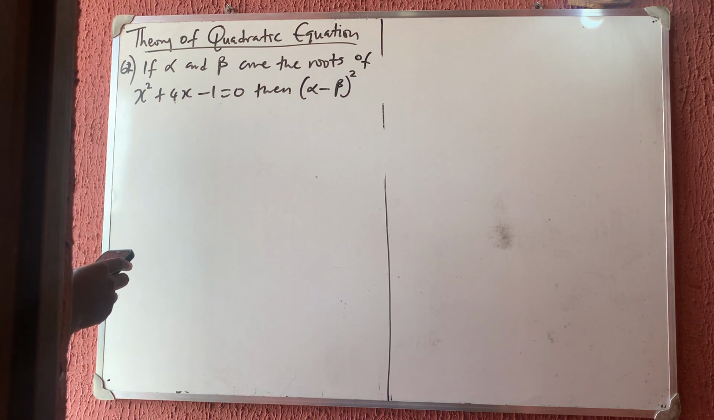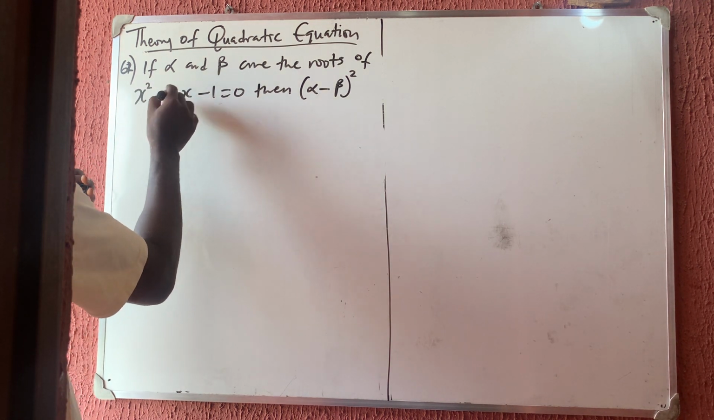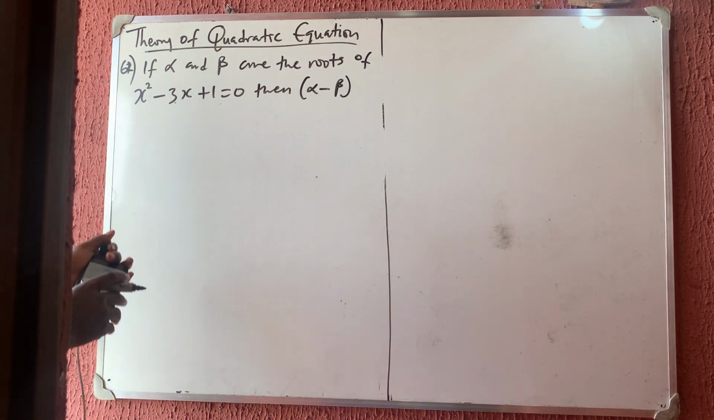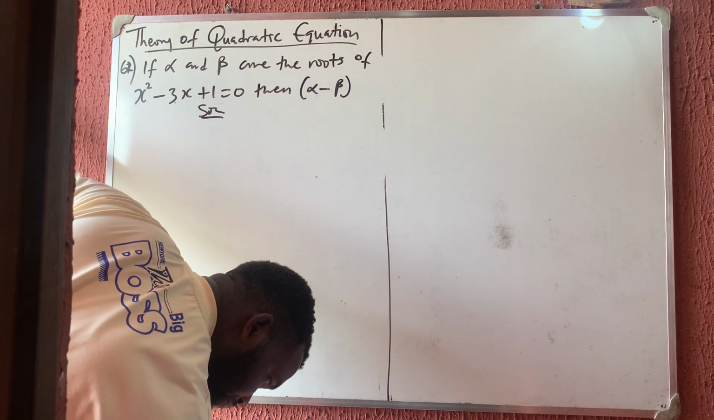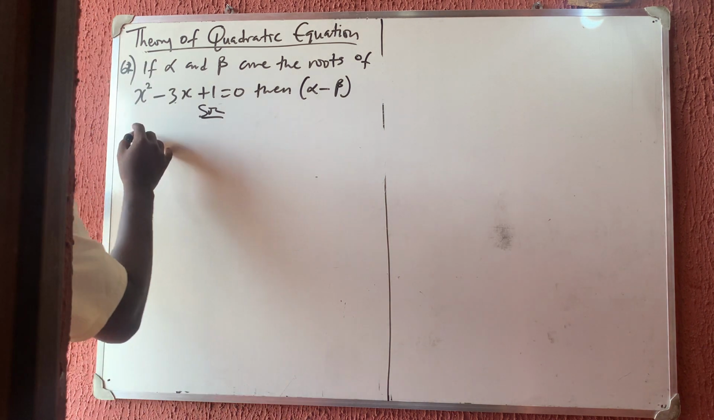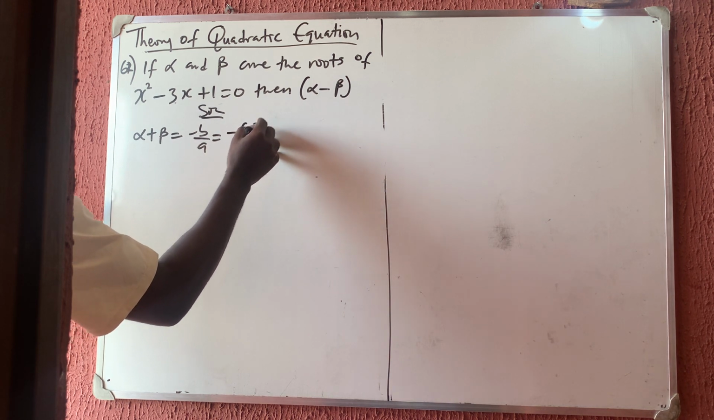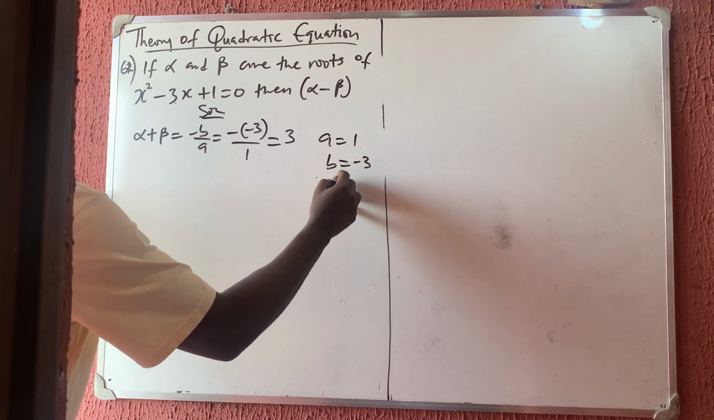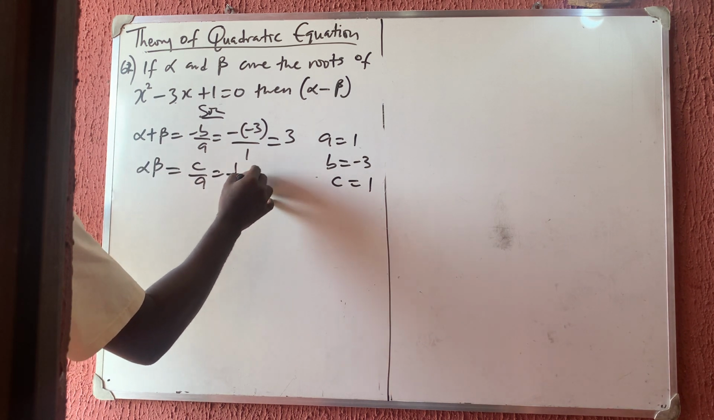Question number 62 said if alpha and beta are the roots of x squared minus 3x plus 1 equal to 0, then we should find just alpha minus beta. The same process, the same procedure. Solution: the first thing you need to find is alpha plus beta, which is minus b over a, which is minus into minus 3, then over 1, which is 3. Because my a is 1, my b is minus 3, and my c is 1. So alpha beta is equal to c over a, which is 1 over 1, which is 1.